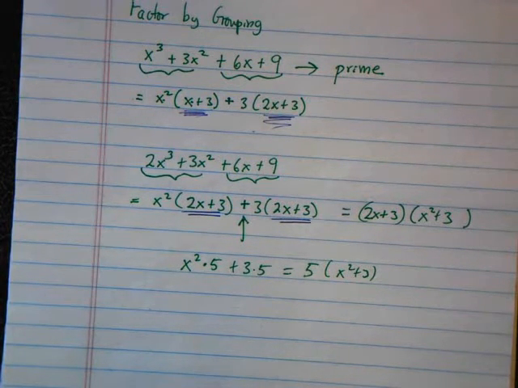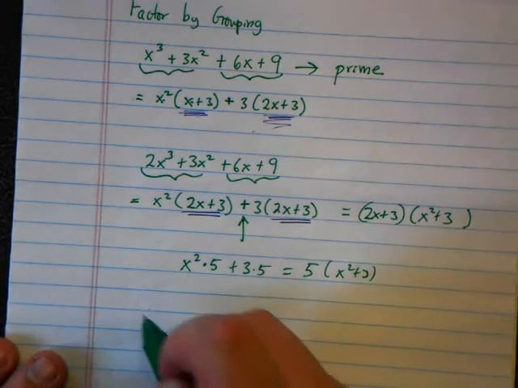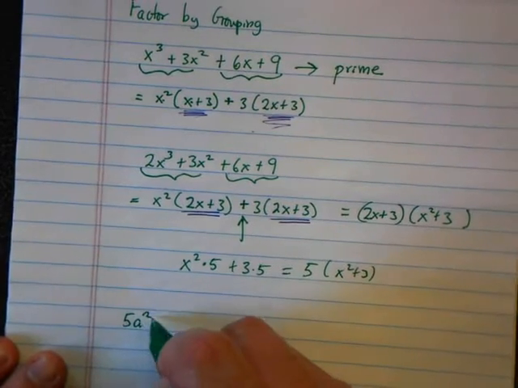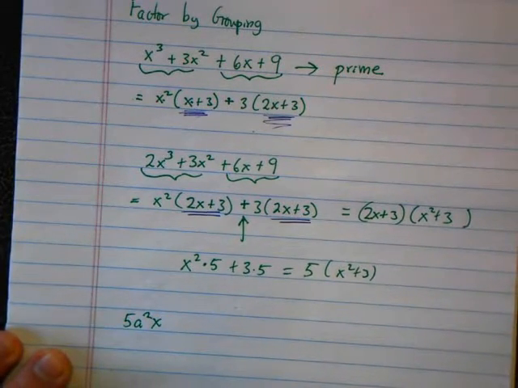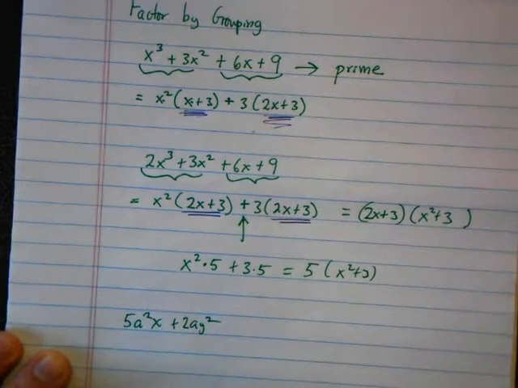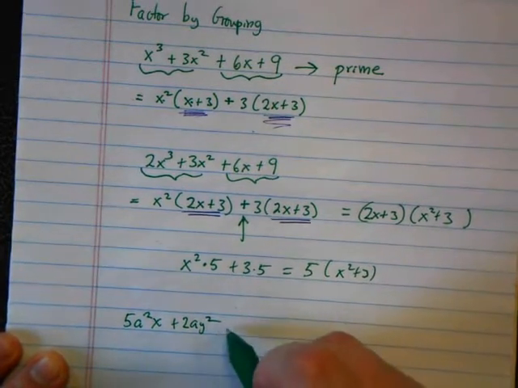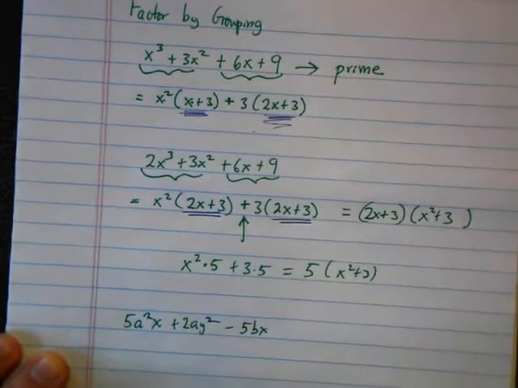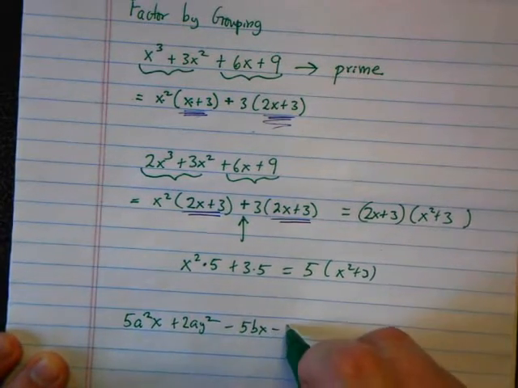All right. I'm going to steal some out of the book here so the answers come out right. 5a squared x plus 2a squared y minus 5bx minus 2by.